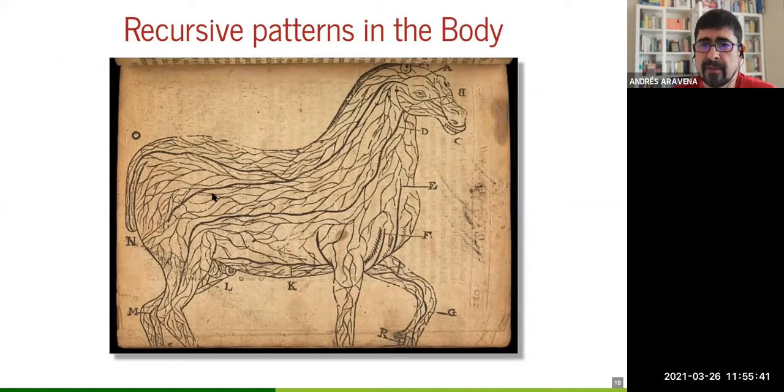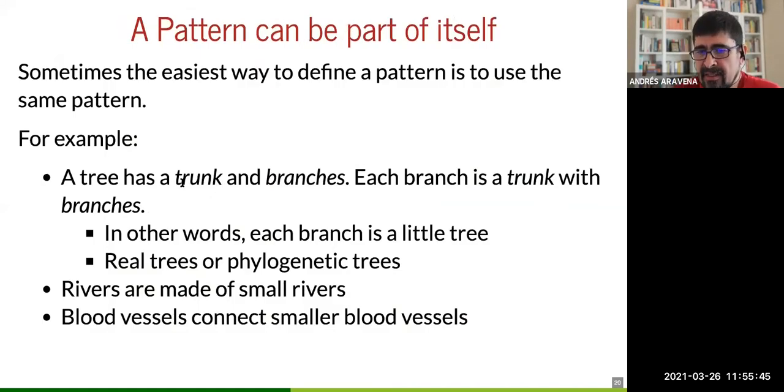So a tree has a trunk and branches, and each branch is a trunk with branches. So every branch is a little tree. And the same with rivers and so on. So the easiest way to define a pattern is to use the same pattern. This is the trick: you are using the object to define itself. I am what I am, or something like that.